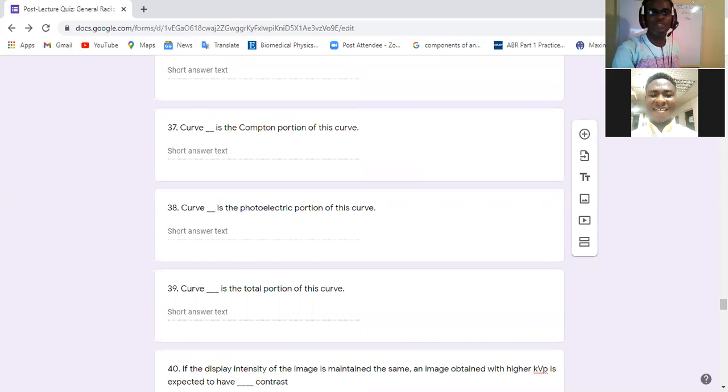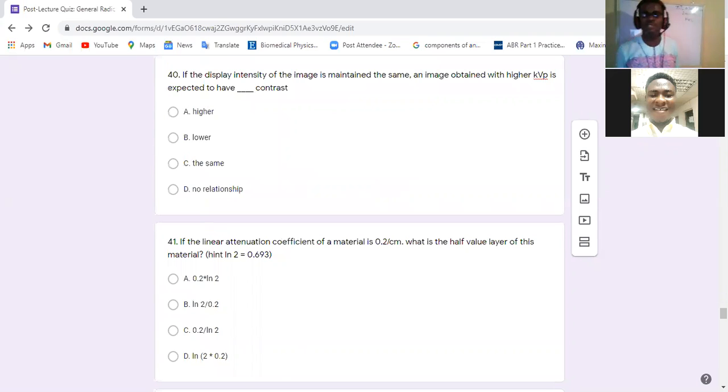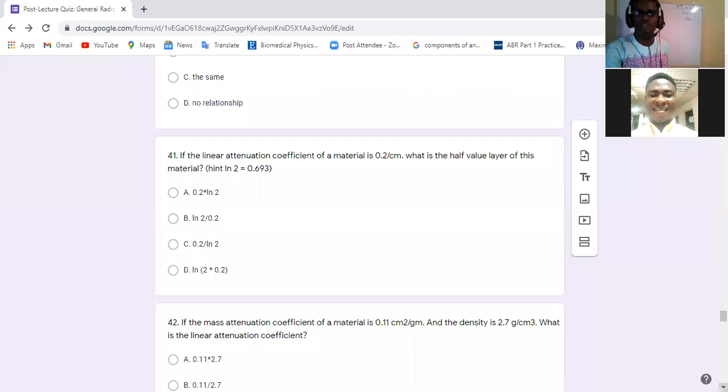Question 49. The display intensity of the machine at the same image obtained with higher kVp is expected to have what? The display intensity of the image is maintained the same. The image obtained with higher kVp is expected to have what? B, yeah, lower contrast.